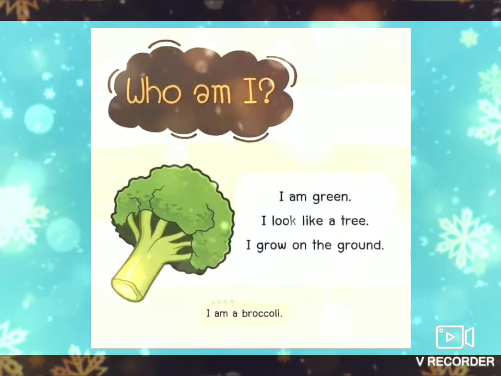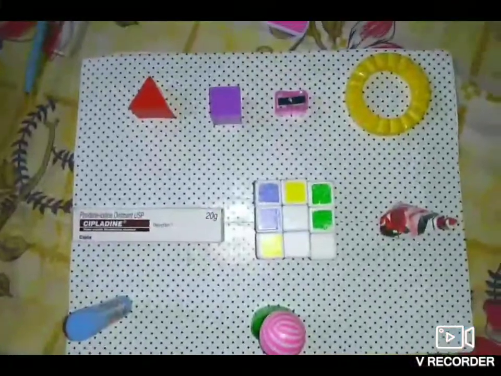I am a green. I look like a tree. I grow on the ground. Who am I? I am a broccoli.